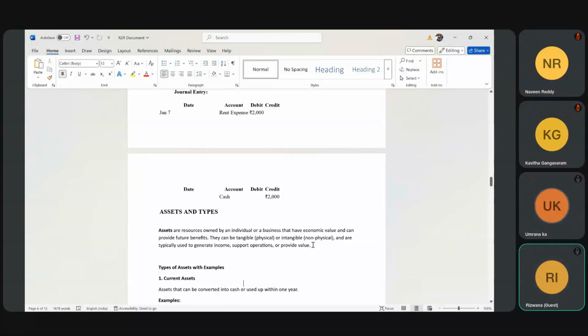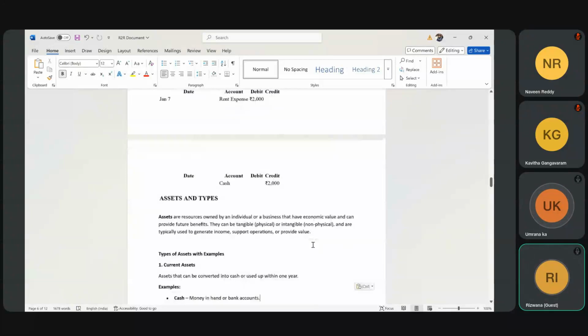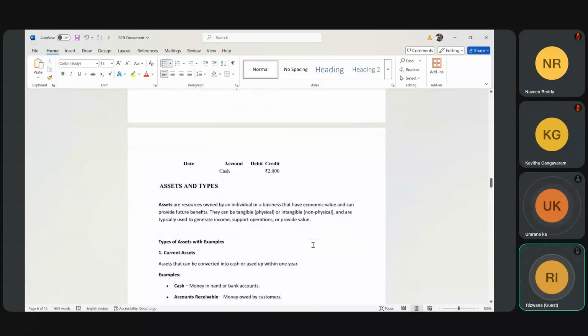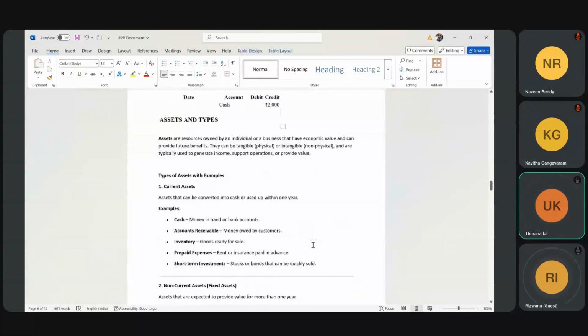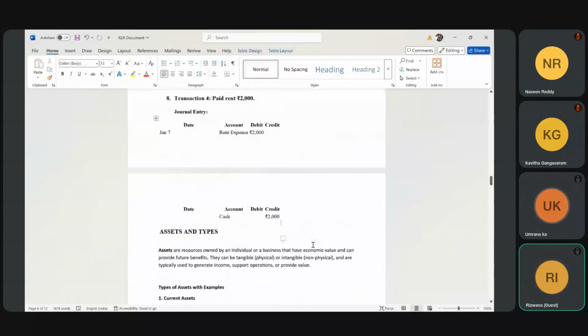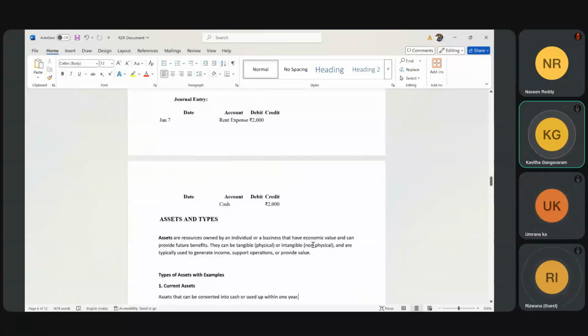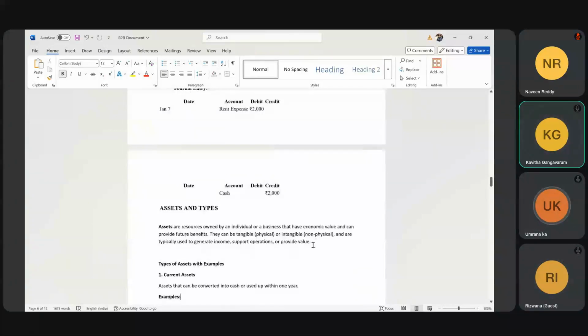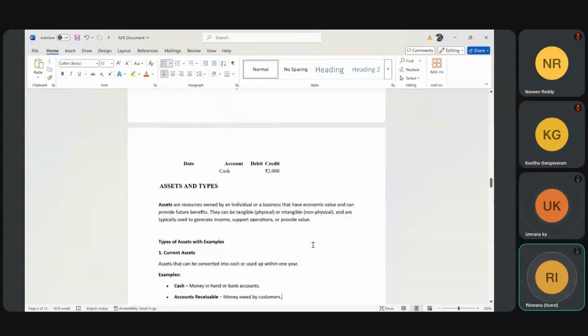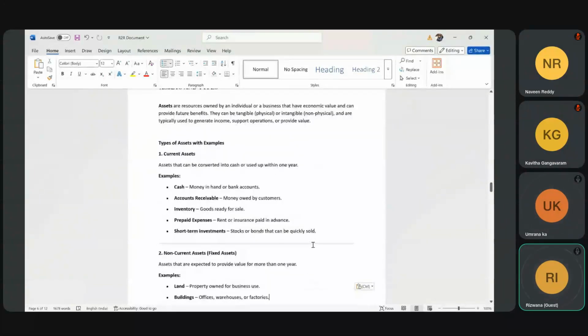Okay. So anybody can answer, what is a current asset? Which can be used in a short period, ma'am. Yes. A current asset can be converted into cash, or we can use it within 1 year. It has a limited time frame, for example a year or within a year, and it can be easily converted into cash, that is a current asset.